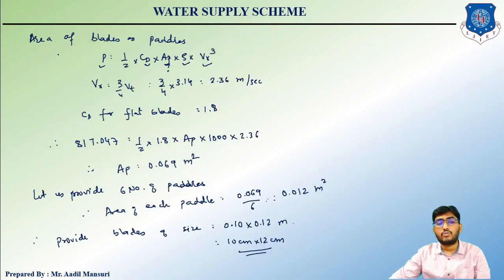Then to find out area of blades, we need to follow this equation. P equals 1 by 2 CD AP rho VR cube, right? Everything is there. So we ultimately found out area of blade size to be 10 by 12 centimeter. Clear?